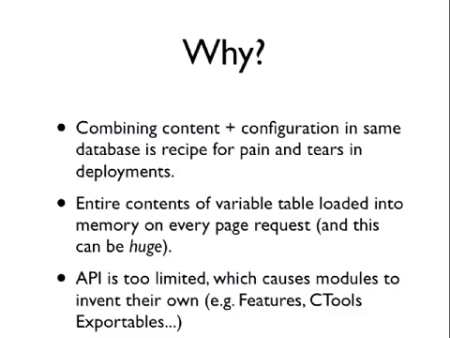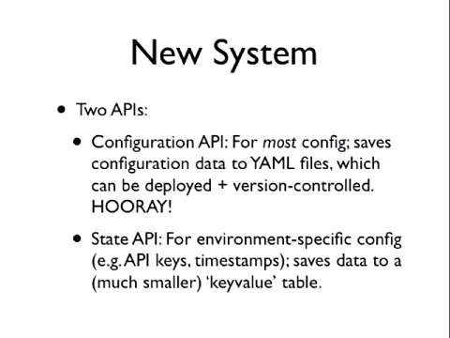And the API is limited, which causes all these other modules and contrib to invent their own ways of doing things. So there's features, there's ctools exportables, there's all of these different things, and a lot of times they're incompatible or they're very complicated. So the idea was like, let's scrap that, new configuration system, bake it into core so it works. So there's 2 APIs as part of the new system. There may be 3 by the end of next week, literally. But for now, there's configuration API, which is for most things.